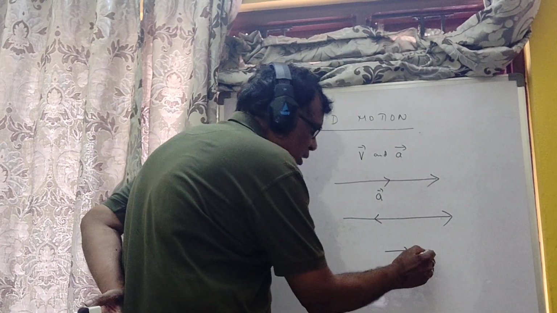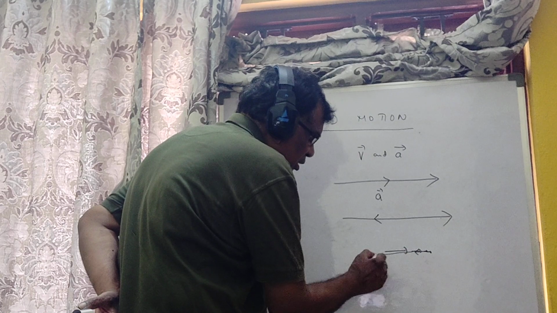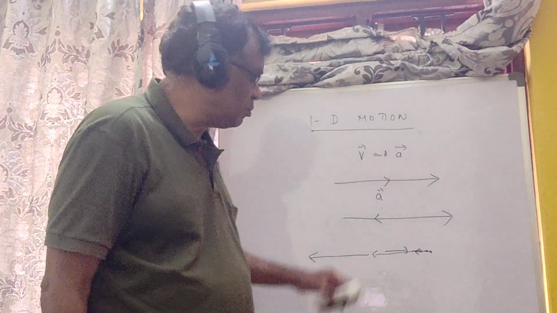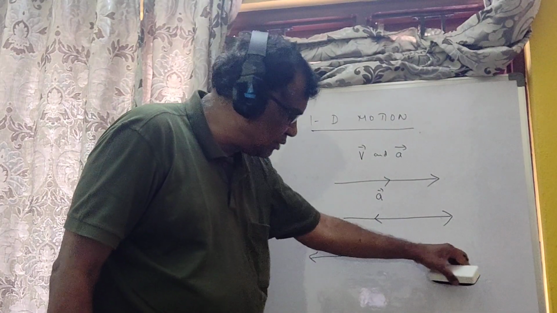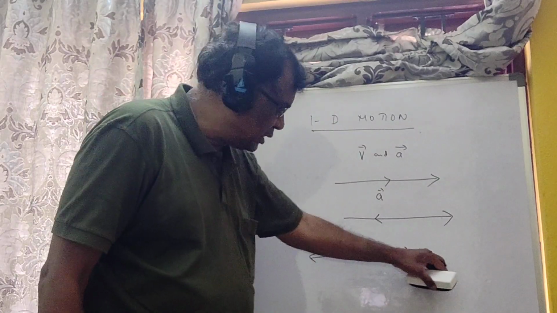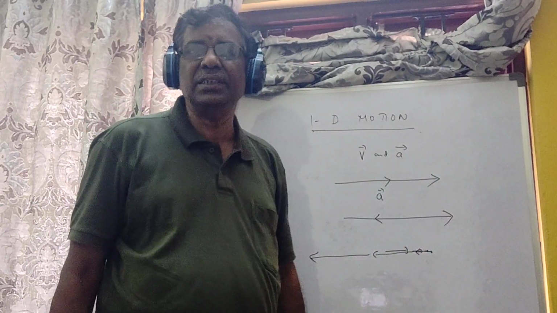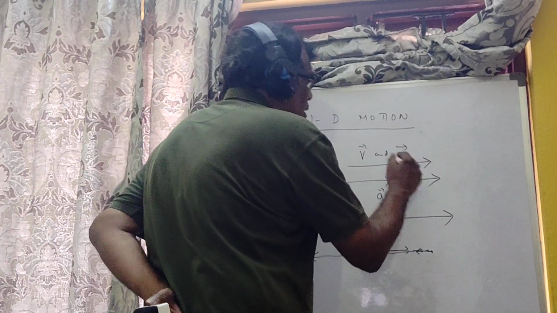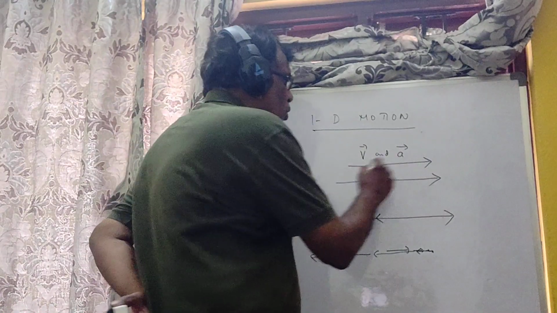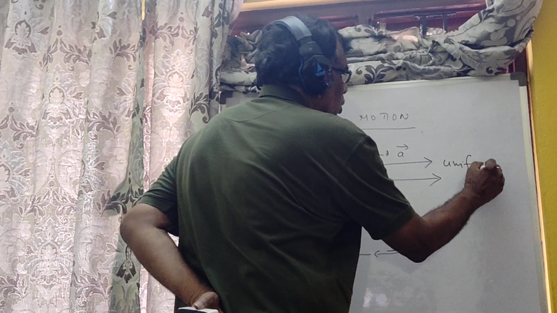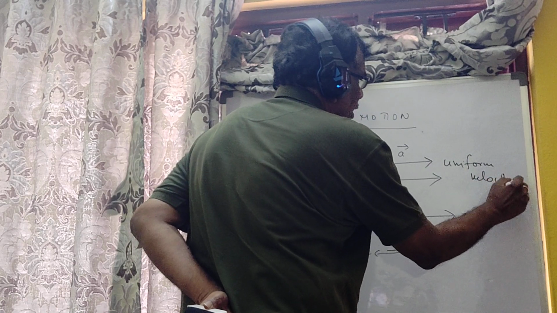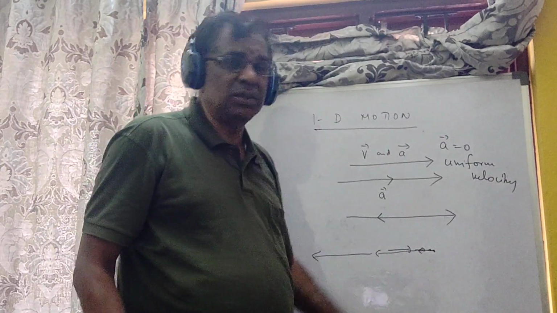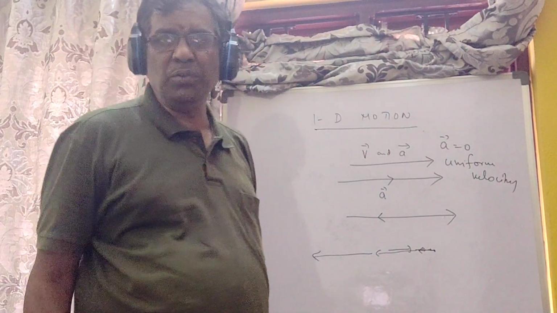And if it continues to act, the particle reverses its direction. So then it goes on increasing the magnitude of velocity. But mind you, although it has reversed its direction, remember the straight line motion is intact in all these three cases. Now, if there is no acceleration at all, then the body is bound to move with the so-called uniform velocity, where a is equal to 0.